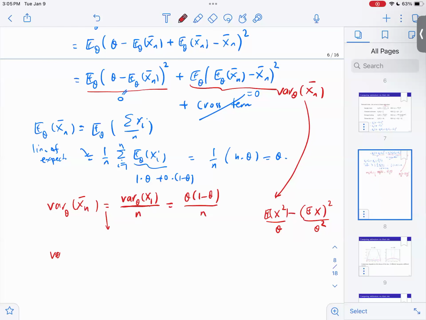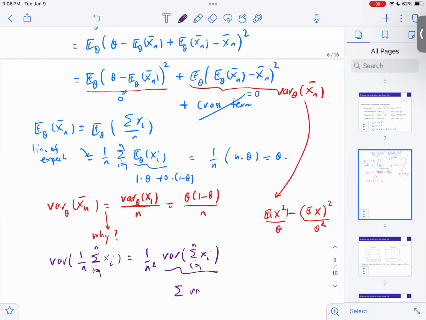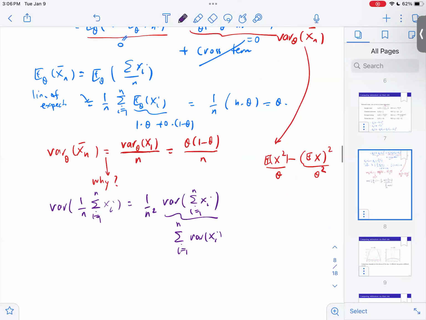Why is this true? A very quick note: the variance of 1 over n times the summation of xi. The 1 over n comes out squared, that's what happens in variance. So I get the variance of the summation of xi over n squared. And this is the summation of the variances. Not always, but because we have independence, this is true. They're IID, so this is n times the variance of one of them. So you get n times the variance of x1 divided by n squared, which gives the variance of x1 divided by n.